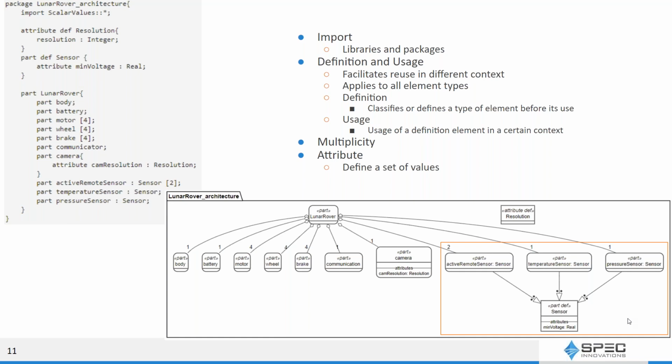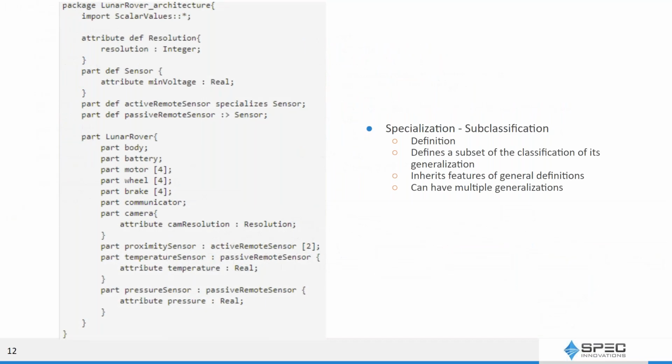So then it can be seen in the diagram on the bottom right that active remote sensor, temperature sensor, and pressure sensor are defined by the part definition sensor, which they've denoted with arrows with 2 dots. So definition and usage elements can be specialized using subclassification and specialization.